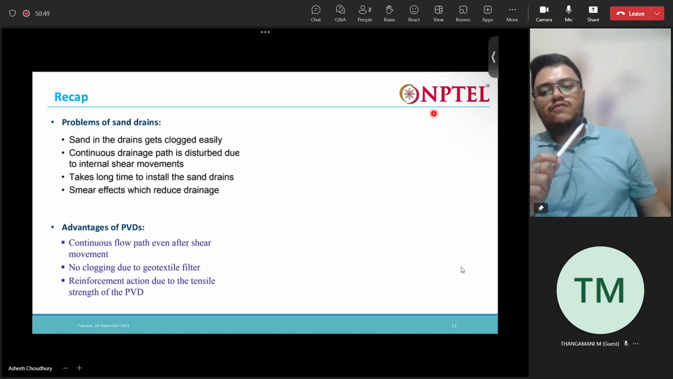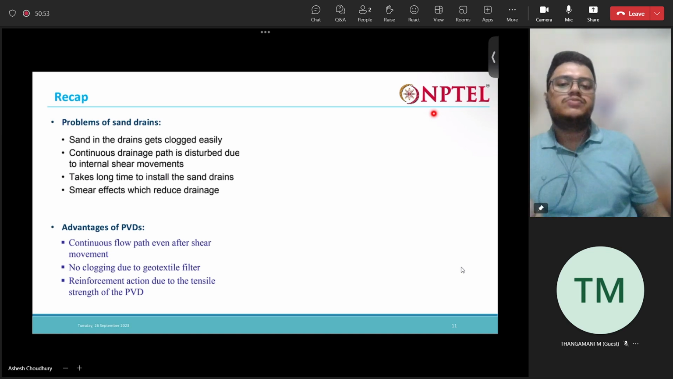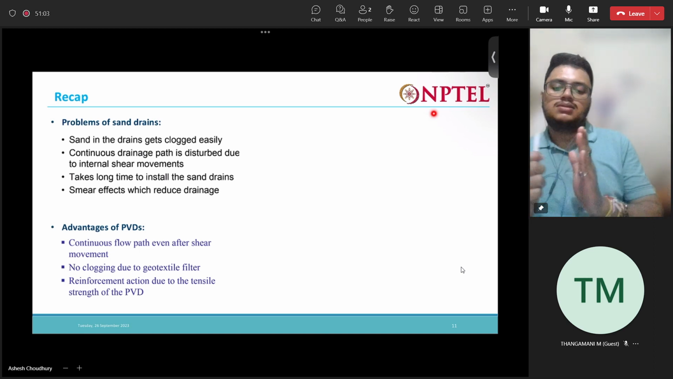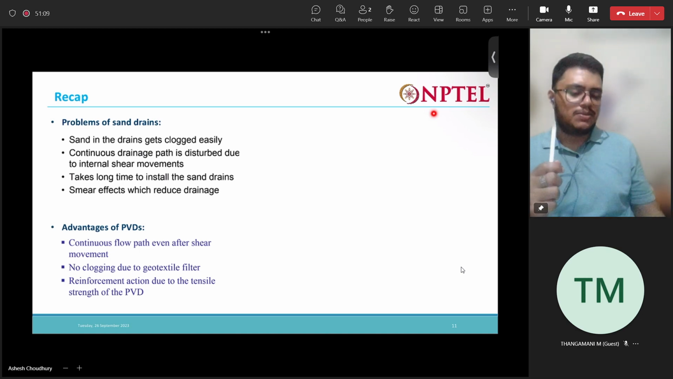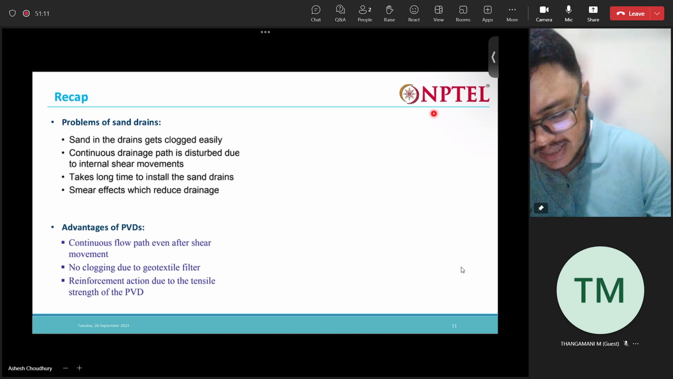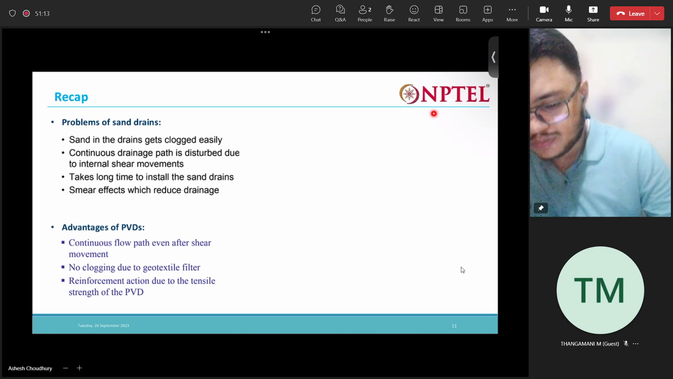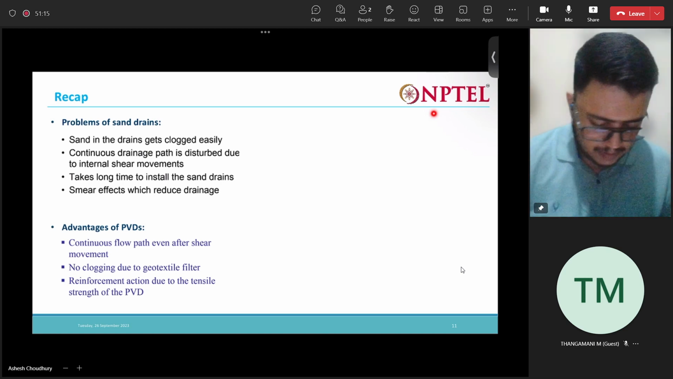The third is the reinforcement action due to the tensile strength of the PVD. This PVD, the geotextile and the plastic sheet, obviously have some tensile strength. So it somewhat acts as a reinforcement for the soil. It strengthens the soil to some extent.